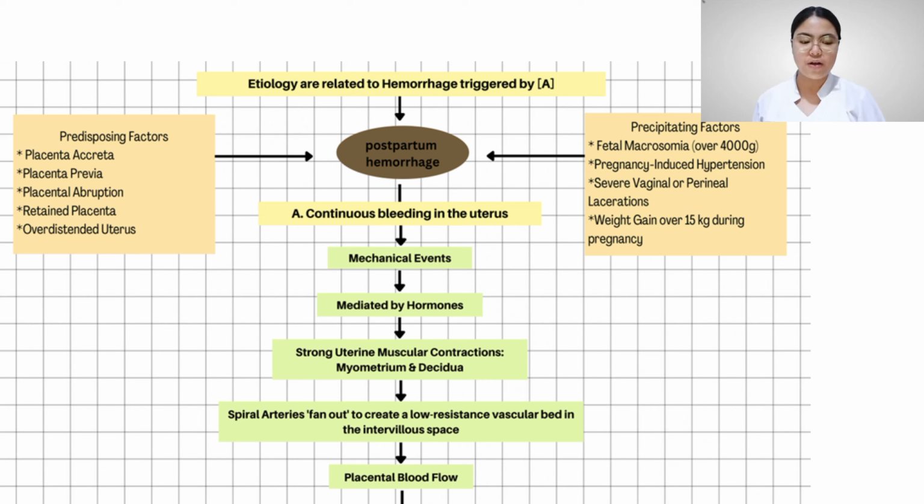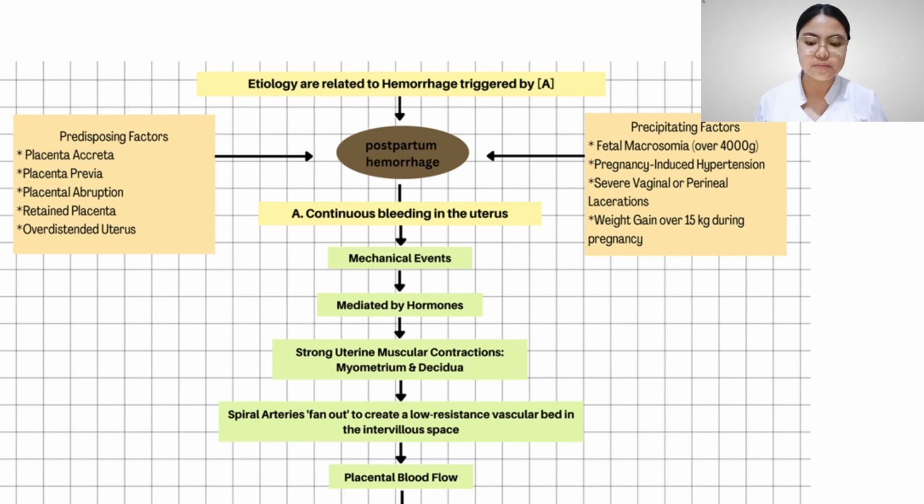Now, let's move on to the light brown box that you can see on the screen. It is the desired outcomes, and it comes in two factors, which are the predisposing factors and precipitating factors. First, let us start with the predisposing factors. First is the placenta accreta. Placenta accreta is a serious pregnancy condition that occurs when the placenta grows too deeply into the uterine wall.